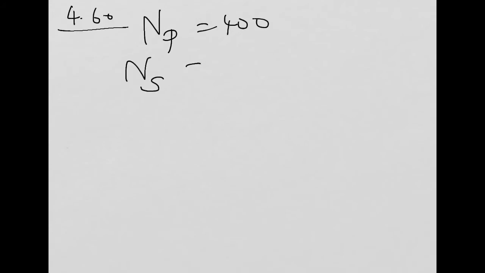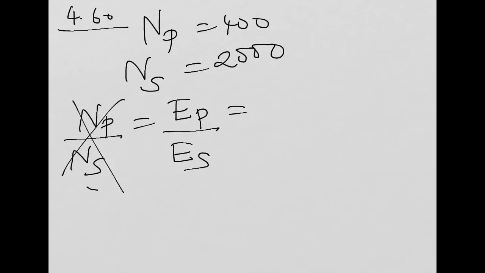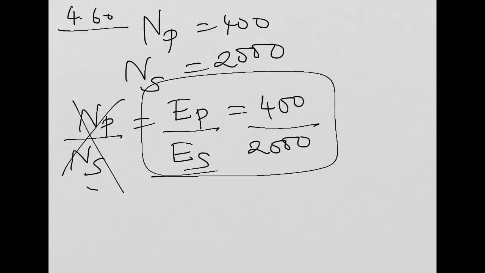Now, let's get back to the question. Question 4.60 says, the primary of a transformer has 400 turns. So, NP is 400, whereas secondary is 2000 turns. So, NS is 2000. Now, as we know it, NP by NS, which is also our EP by ES, I want to forget about NP by NS hereafter, because now I have got EP by ES, which is 400 by 2000. Indirectly, this is what been given.